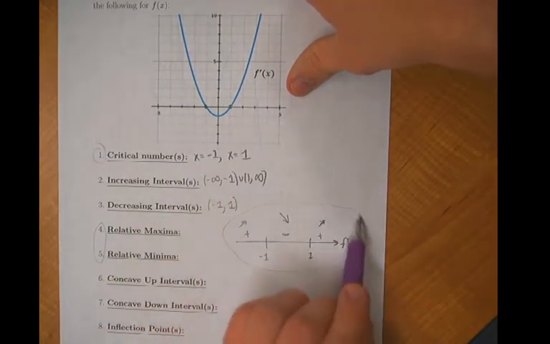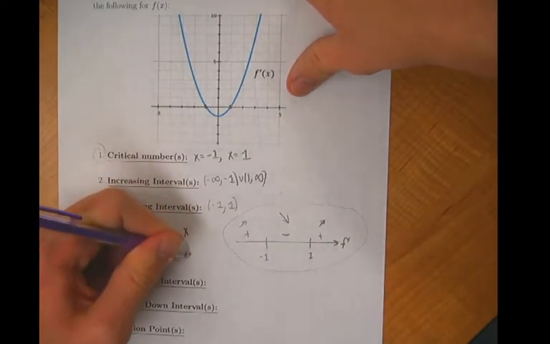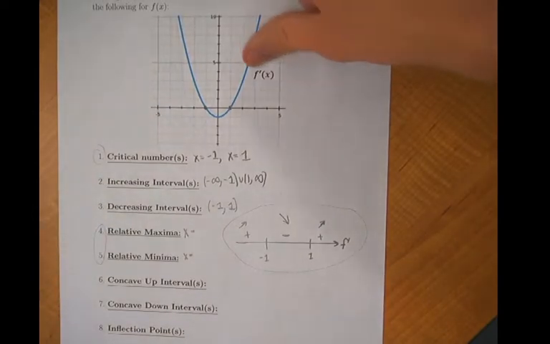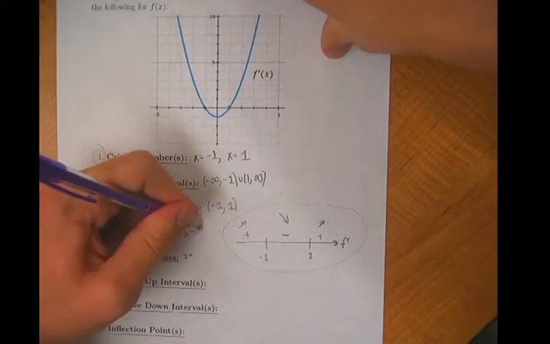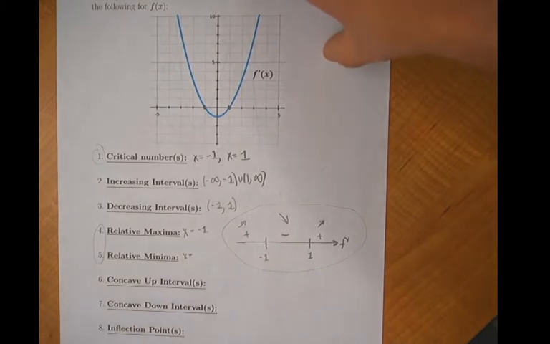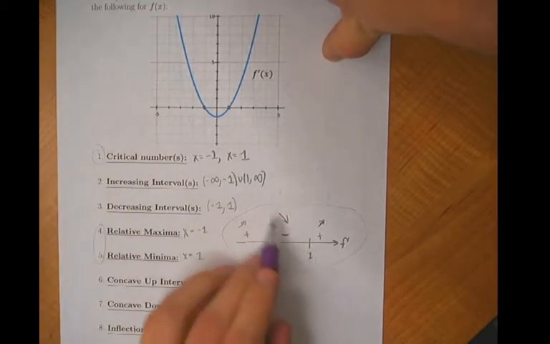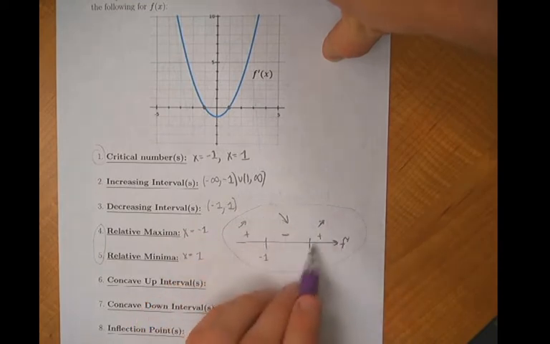Using this number line, we can pretty quickly see what the relative maxima and relative minima are. Starting with the relative maxima, we have negative 1, because we're going from increasing to decreasing, and the relative minima is positive 1, going from decreasing to increasing.